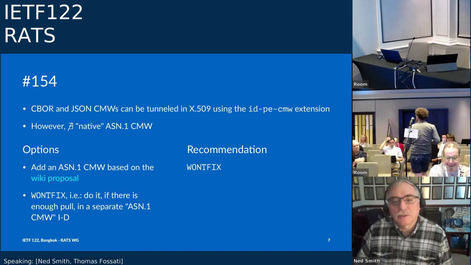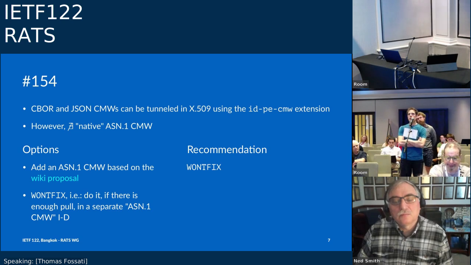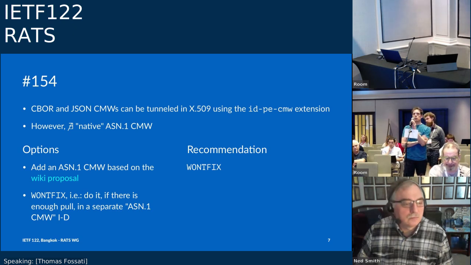Is that a question to Thomas? I don't get this, Hannes. Sorry, what do you mean by dumping the whole thing? Because in both cases, either via ID-PE CMW, or with the native ASN.1 CMW, we would be dumping the thing, right? So, okay, I understand. So you want to control the ASN.1 to be able to redact the attributes that you don't want to expose. That's your point? Yeah. Okay.